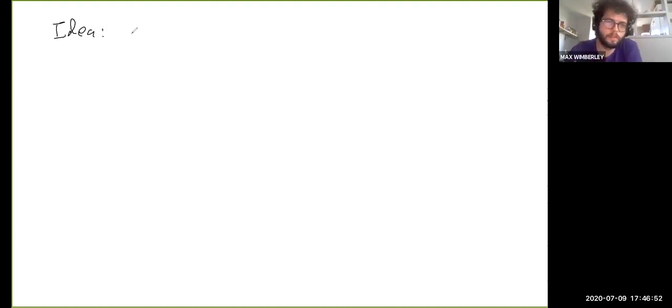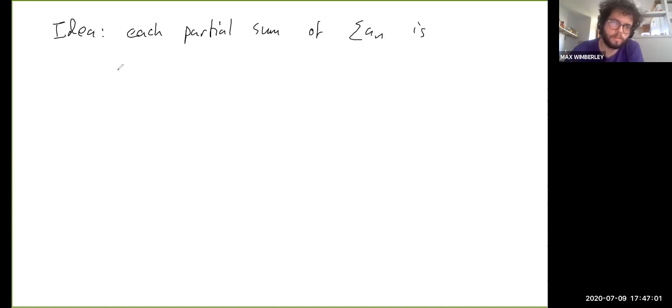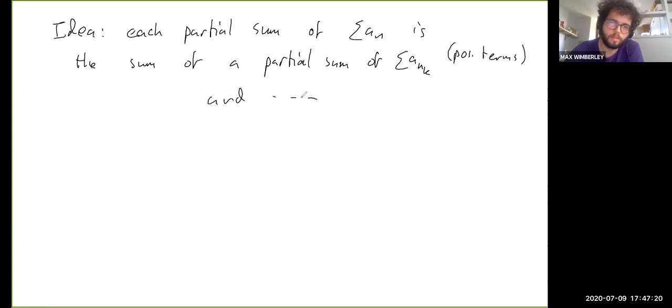Let's see. Okay, each partial sum of a_n is the sum of a partial sum of a_nk, the positive terms, and a_mj, the negative terms.